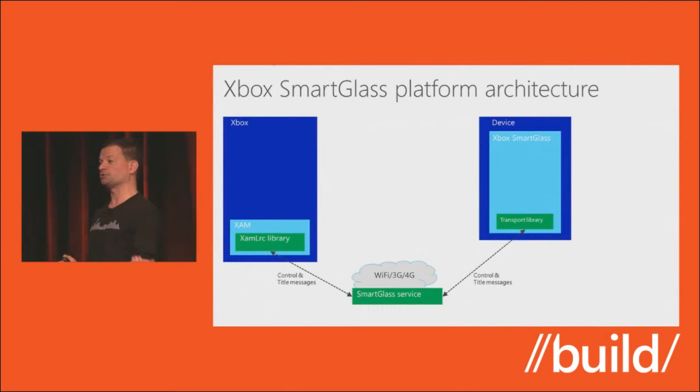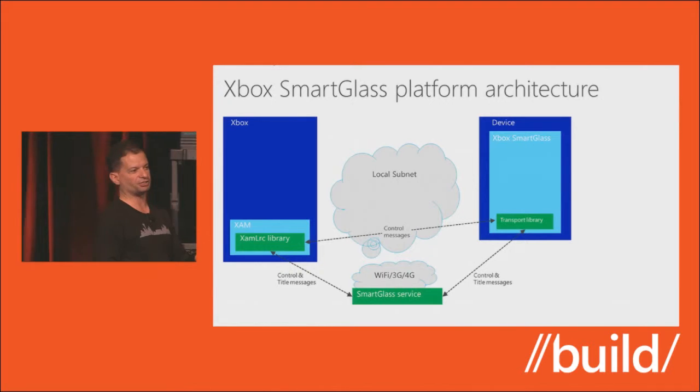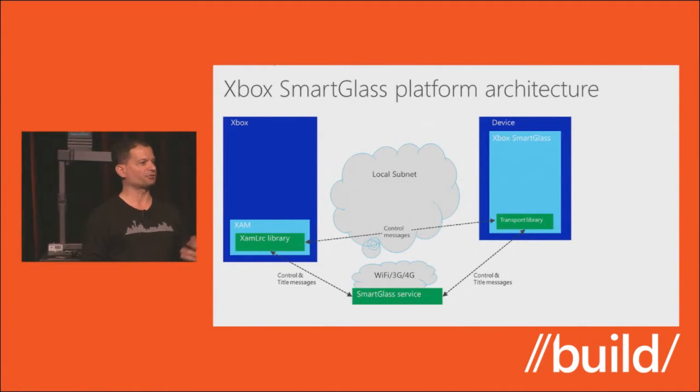The service will send a message back to the device that says, hey, I found an Xbox, here's your session, and oh, by the way, here's the local IP address for this Xbox. So if the device and the Xbox are on the same local subnet, they can start talking directly to each other without going through the cloud, so you get better latency.